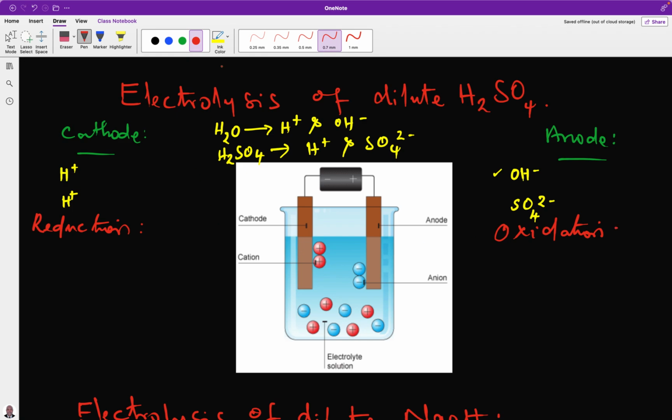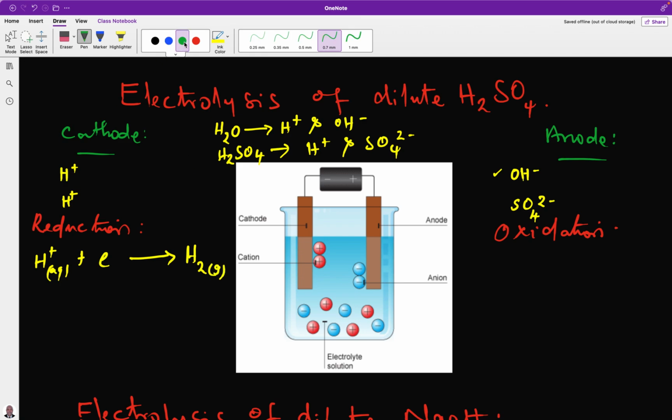Under reduction, what happens? Oxidation is loss of electron and reduction is gain of electron. So what is happening? Hydrogen needs to gain the electron back. So we have the hydrogen ion plus electron to give what? To give the hydrogen gas.